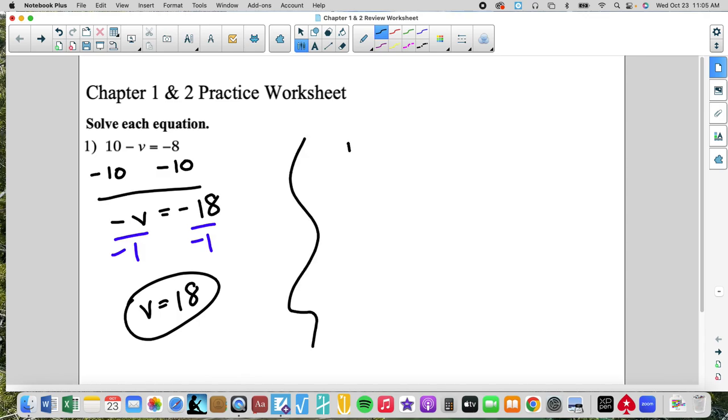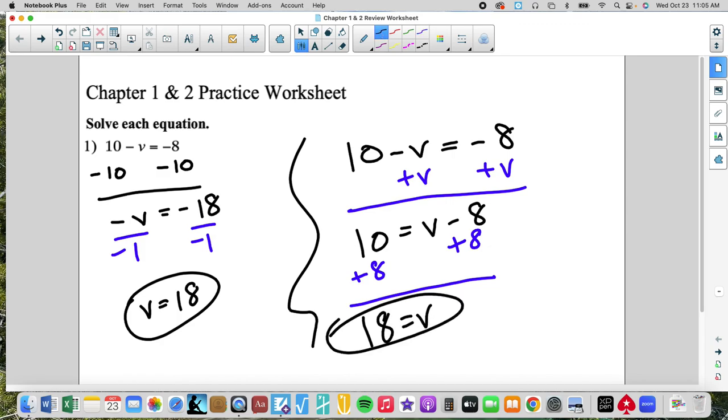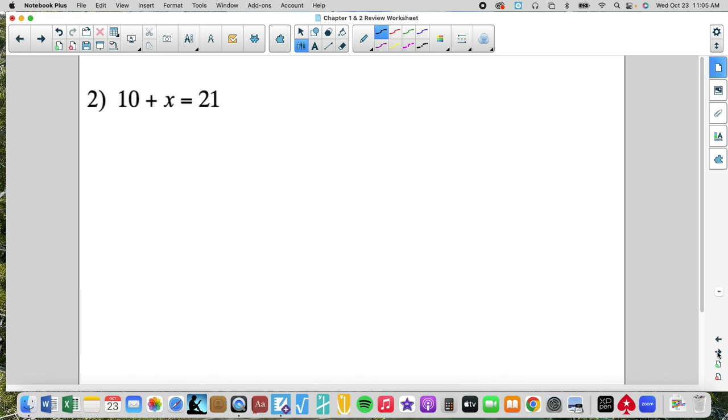The other way we could have done this problem is we could have added v to both sides. We would have gotten 10 equals v minus 8. And then we would have added 8 to both sides, and we'd still get 18 equals v. Both the same answer. It doesn't matter which way you do that problem.